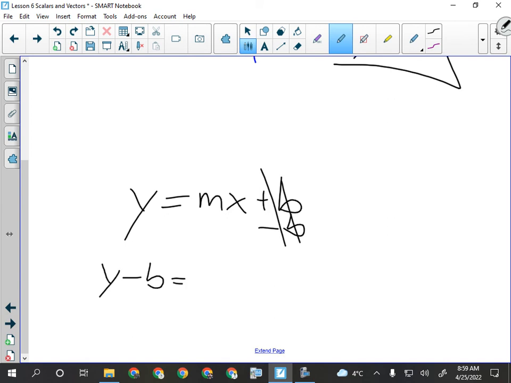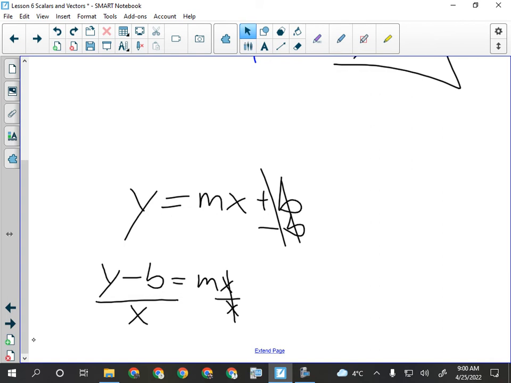What I do to one side, I do to the other. So now I have y minus b equals m times x. I want m by itself. What do I have to do with x? Divide by x. So I'm going to divide this side by x. X divided by x is 1. Divide this side by x. Done. Solve for y. Everybody all right with that one?